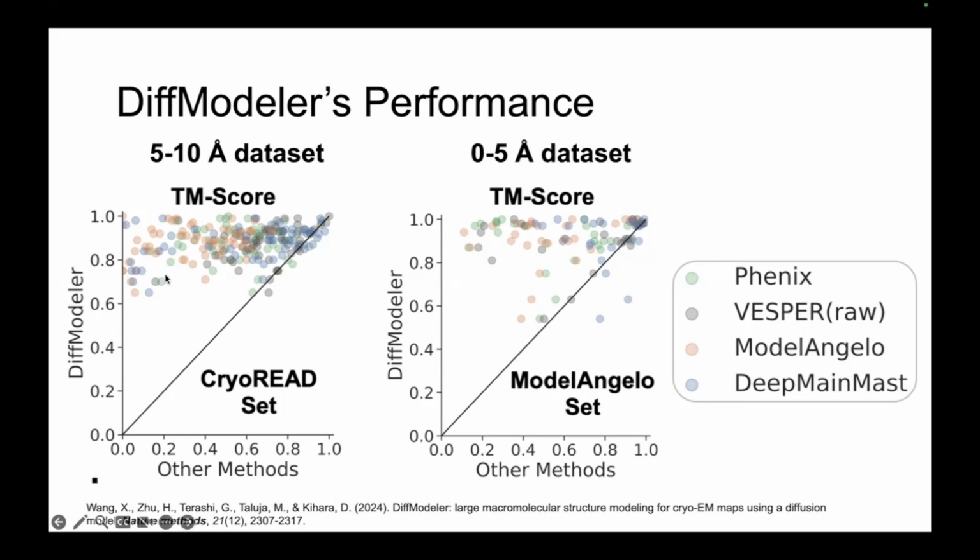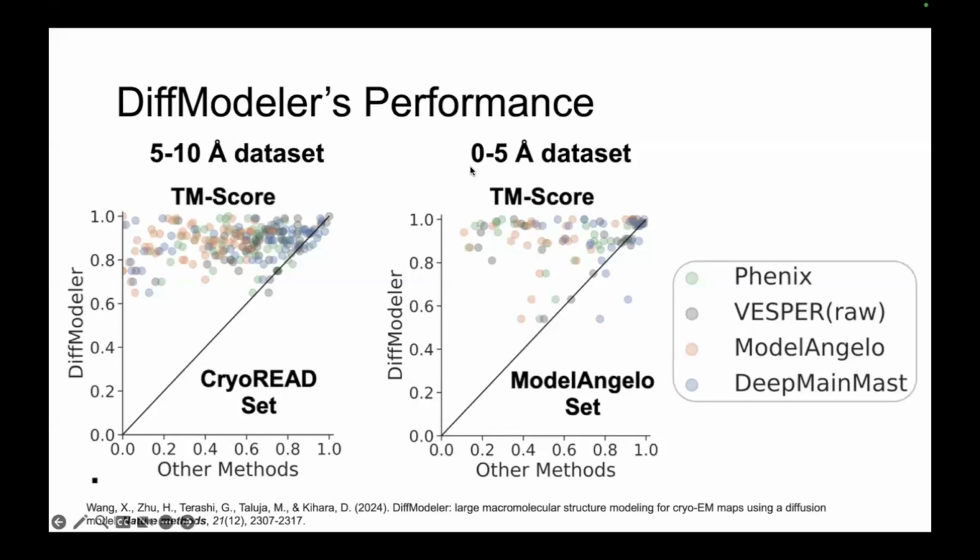In almost all cases, DiffModeler achieved much better results. That means enhancing the backbone positions helped to fit the AlphaFold2 structure into the map very nicely. It's necessary to achieve high quality models.